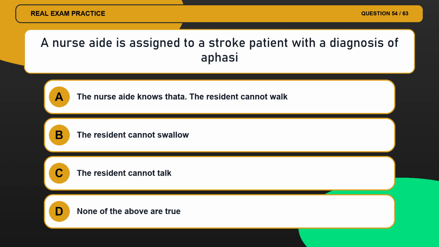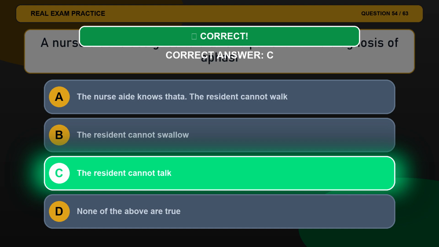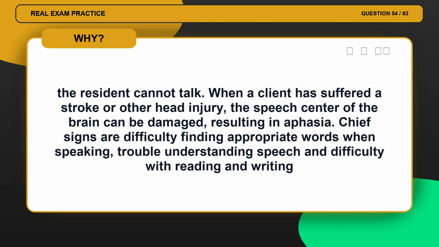Question 54. A nurse aide is assigned to a stroke patient with a diagnosis of aphasia. Option A, the nurse aide knows that the resident cannot walk. Option B, the resident cannot swallow. Option C, the resident cannot talk. Option D, none of the above are true. The correct answer is option C, the resident cannot talk. When a client has suffered a stroke or other head injury, the speech center of the brain can be damaged, resulting in aphasia. Chief signs are difficulty finding appropriate words when speaking, trouble understanding speech and difficulty with reading and writing.